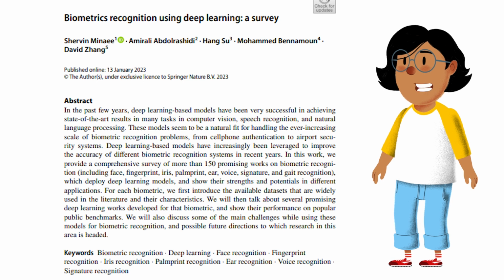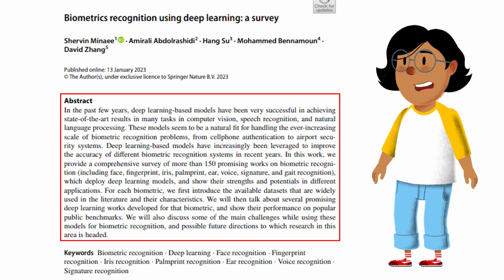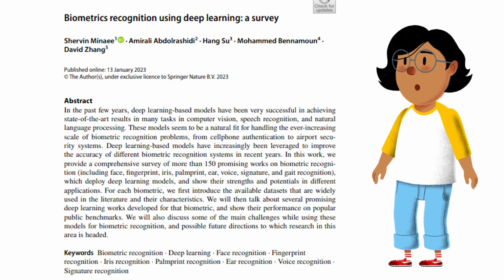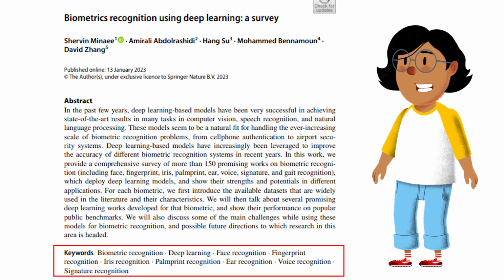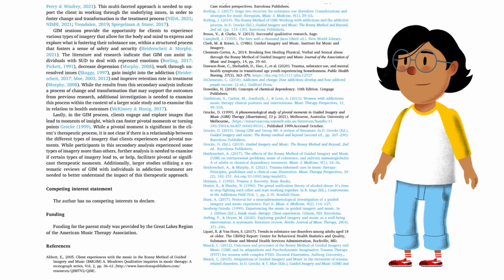Also, look for an abstract, which is a paragraph that summarizes the content of the article. Scholarly articles also contain discipline-specific terminology. Finally, the scholarly article contains a bibliography, which is a list of citations at the end of the article.